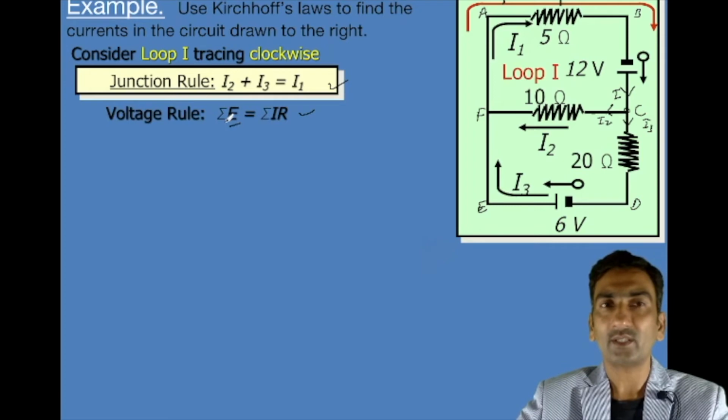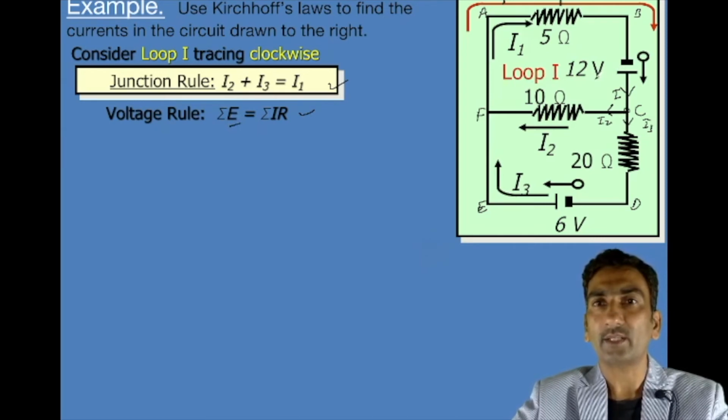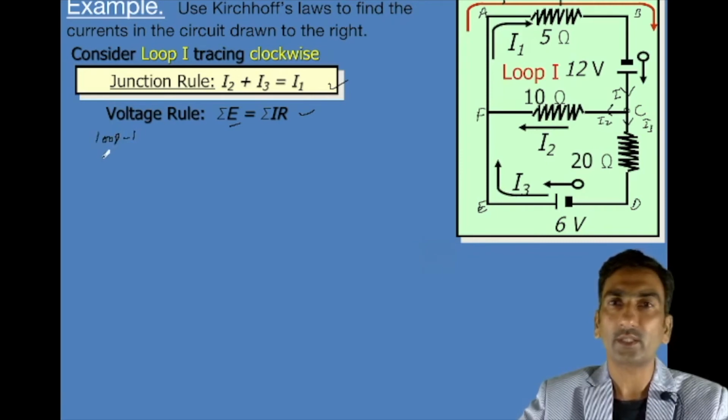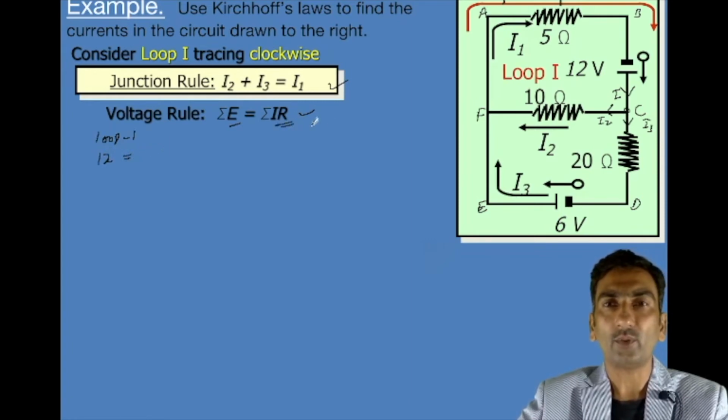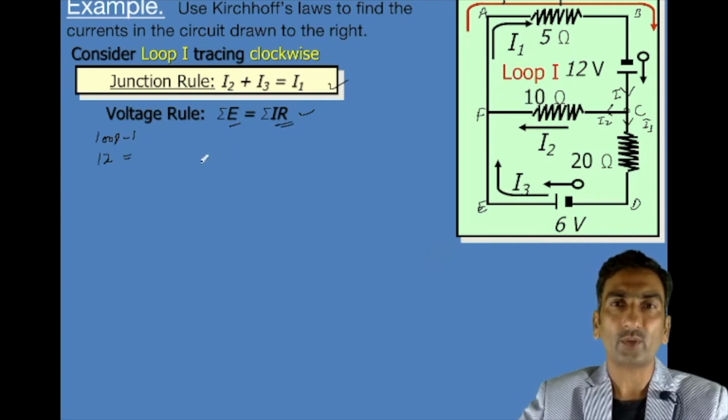Sigma E equals sigma IR. Sigma E means the total net EMF across this loop. If we take loop 1, how many batteries are there? It's only one battery, so I will write the equation for loop 1: 12 volt equals the sum of all these IR. We have two resistors. One is the 10 ohm resistor, the current is I2, so the potential drop across the 10 ohm resistor is 10 I2, and this is positive.